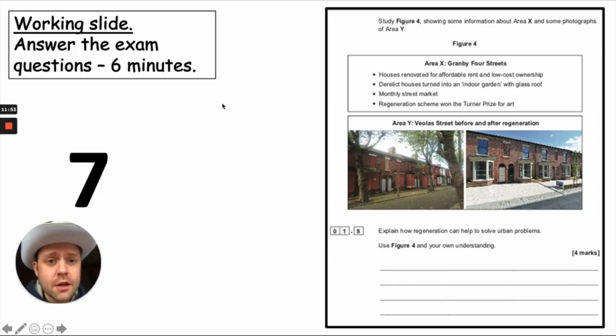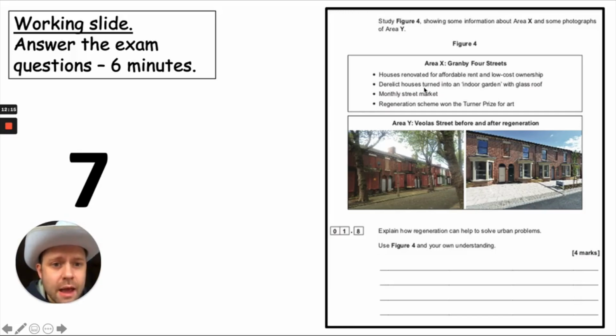So it says, study Figure 4, showing some information about area X and some photographs of area Y. And then it tells you area X is Granby 4 Streets, and it says houses renovated for affordable rent and low-cost ownership.